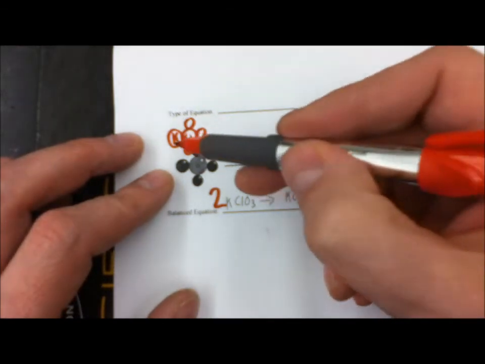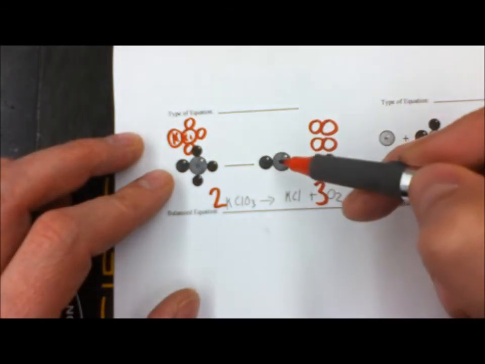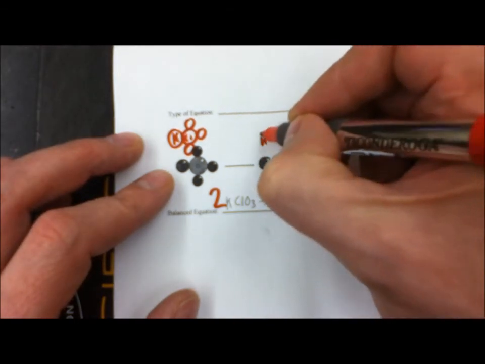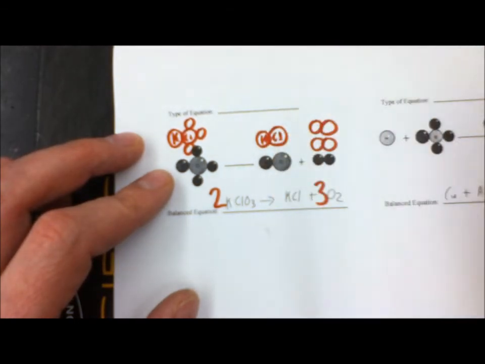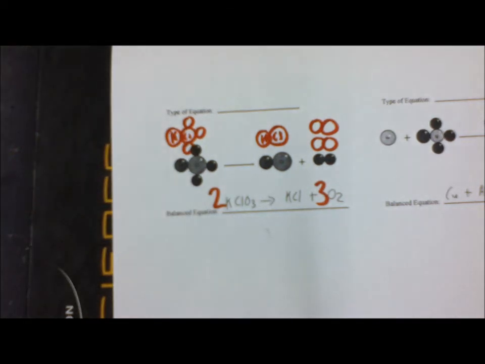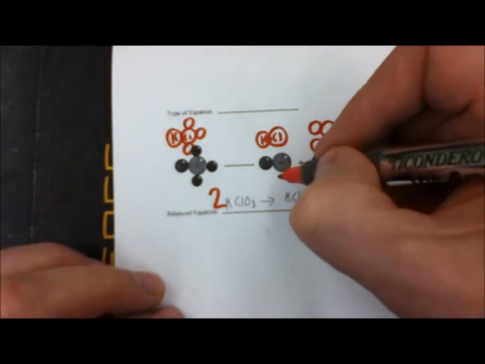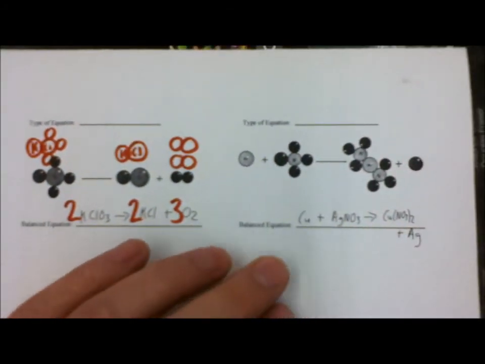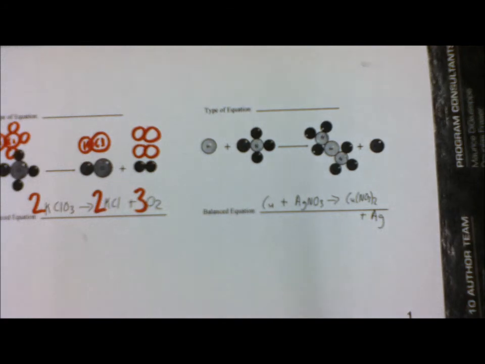And you'll notice now I've got 2 potassium and 2 chlorine, but I've only got 1 potassium and 1 chlorine there. So I have to add another molecule, potassium chloride, to balance that out. So now my equation is balanced in that fashion.